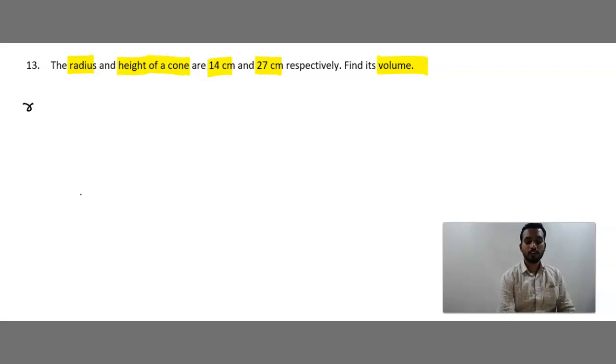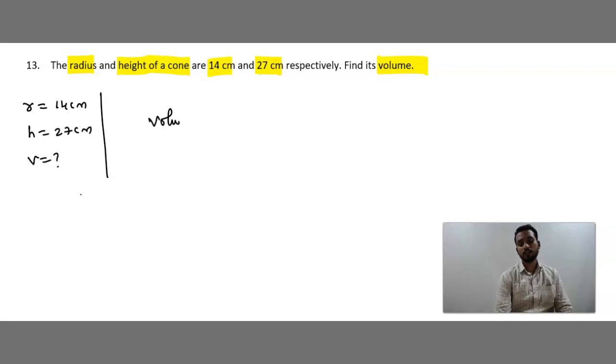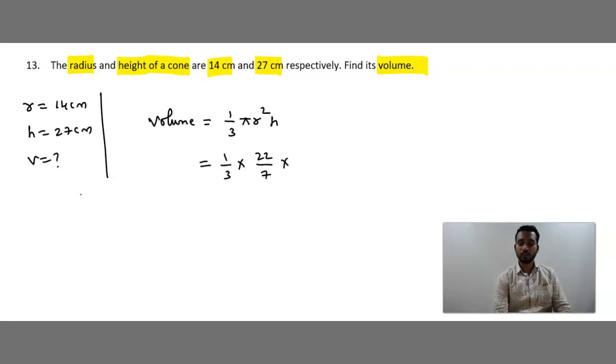So what is the radius of the cone? Radius is 14 cm and height of the cone is 27 cm. We should find the volume, right? Yes. So what is the volume of cone formula? 1 by 3 pi r square h. That's nothing but 1 by 3 into 22 by 7. Radius is 14, so r square is 14 into 14. h is 27. Done.